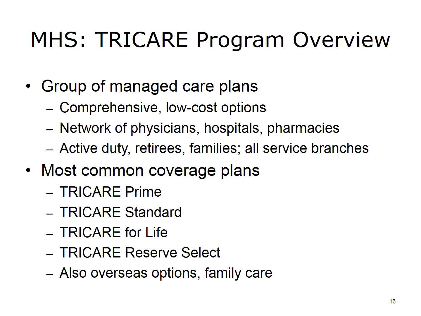TRICARE is a series of comprehensive, low-cost health plans operated through a network of civilian healthcare providers, such as physicians, hospitals, and pharmacies. TRICARE serves active duty service members, retirees, and their families from all 7 service branches, including the Army, Navy, Marines, Air Force, Coast Guard, Public Health Service, and the National Oceanic and Atmospheric Administration. Certain National Reserve and National Guard members are also eligible. Besides immediate family members, survivors and certain former spouses may benefit from TRICARE.